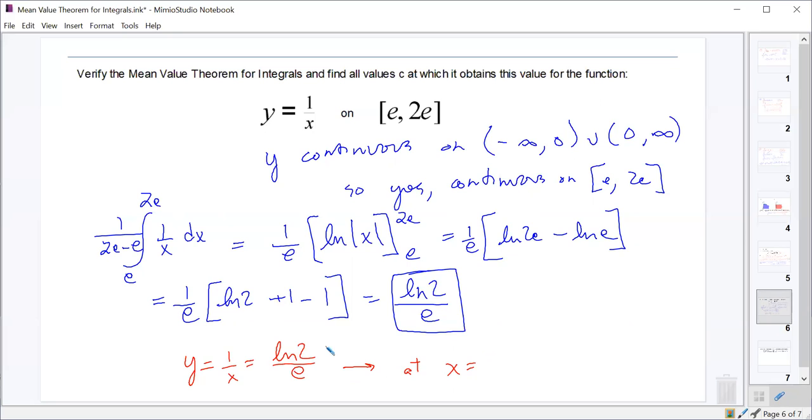Should be, if you cross multiply, what do you get? E over the natural log of 2. E over natural log of 2. Good?